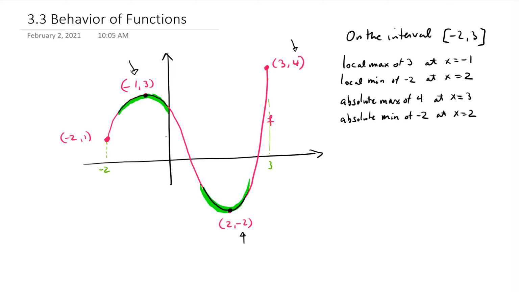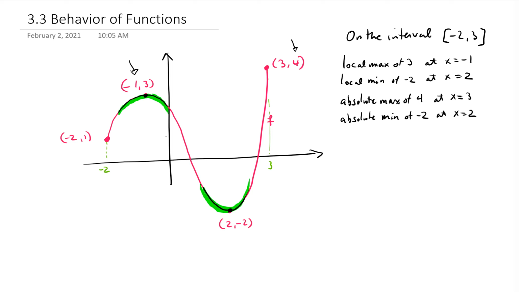Okay, so I hope you understand intuitively what local and absolute minimums or maximums are about. If not, there are more precise definitions maybe in the book. But I think if you understand this example, you'll understand what those are.